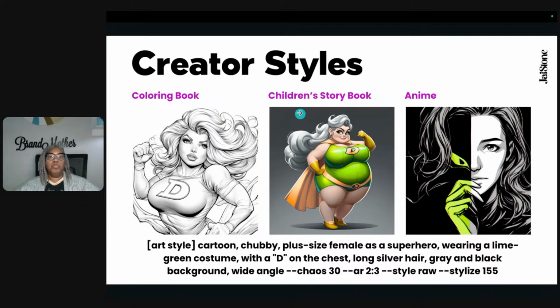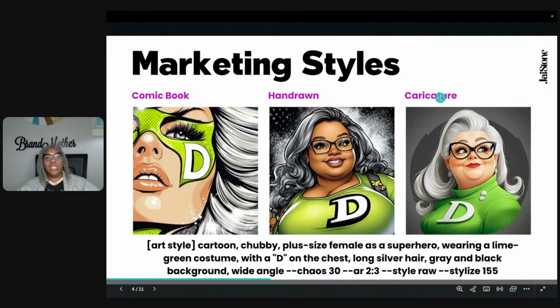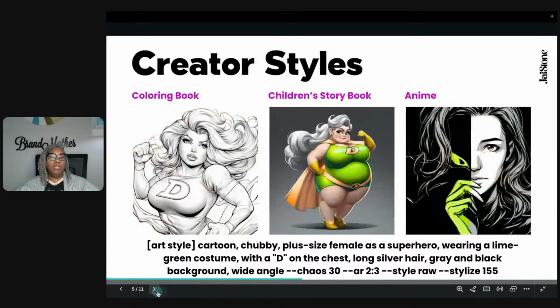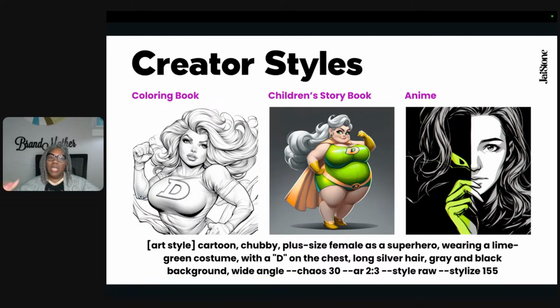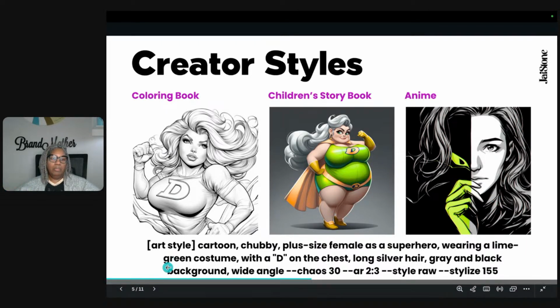We've got, and these are styles for creators. I'm sorry, I should have told you. Marketing styles were these three: comic, hand drawn, caricature. And then for creators, right? People who create things to sell, they use coloring book. Children's storybook is probably the most popular style, that and Pixar. Okay. And then anime is becoming increasingly popular for people who are in the graphic novel genre.